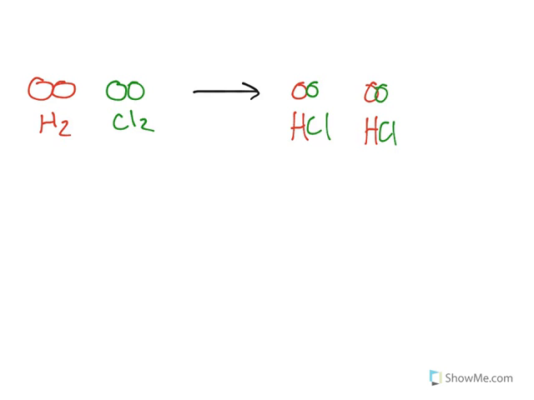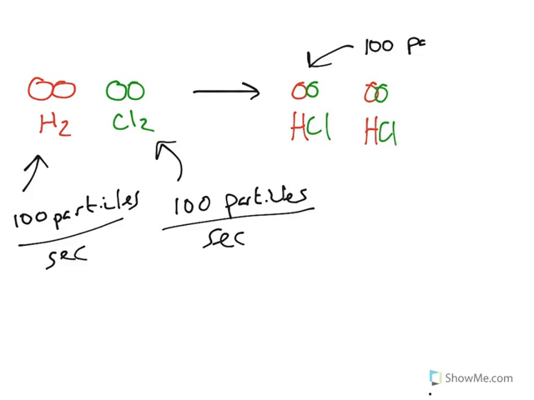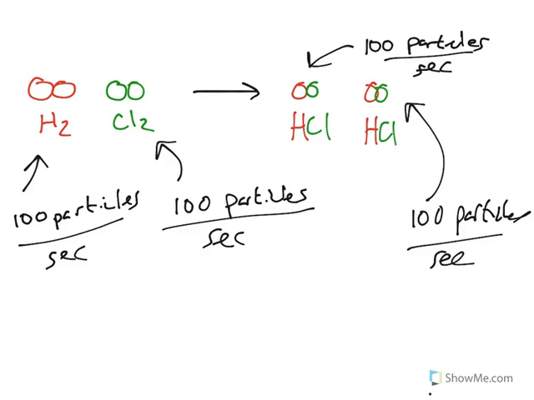All right. So let's go ahead and put an artificial rate here. Let's say that the rate of consumption of the H2 is 100 particles per second. Okay, and by definition, what will the rate of consumption of the chlorine be? 100 particles per second. All right. So if H2 and Cl2 are both being consumed at a made-up rate of 100 particles per second, that means that this guy is going to be produced at 100 particles per second. Okay, this one must also be produced at 100 particles per second. So in the end of the day, H2 is being consumed 100 particles per second, Cl2 100 particles per second, and then each HCl molecule is being produced at 100 particles per second.